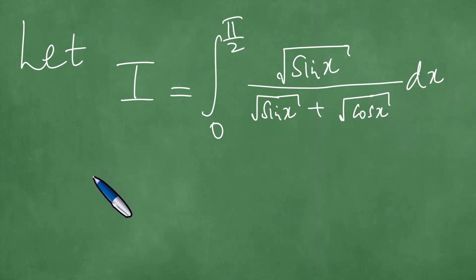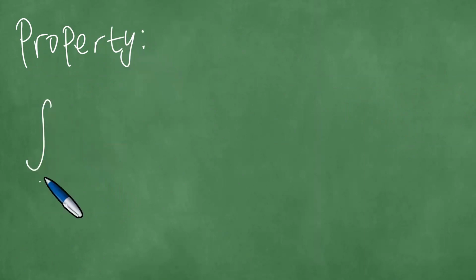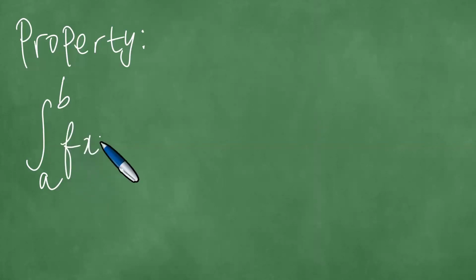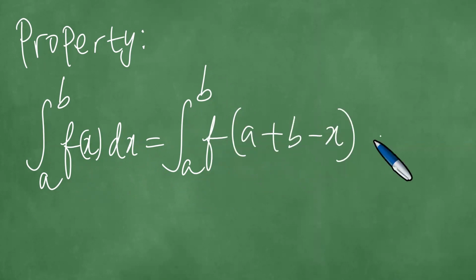Now, if I is exactly this, we proceed to use another property. What is the property? There is a property of certain integrals that we shall use: the integral from a to b of f of x dx is the integral from a to b of f of a plus b minus x dx, like so.